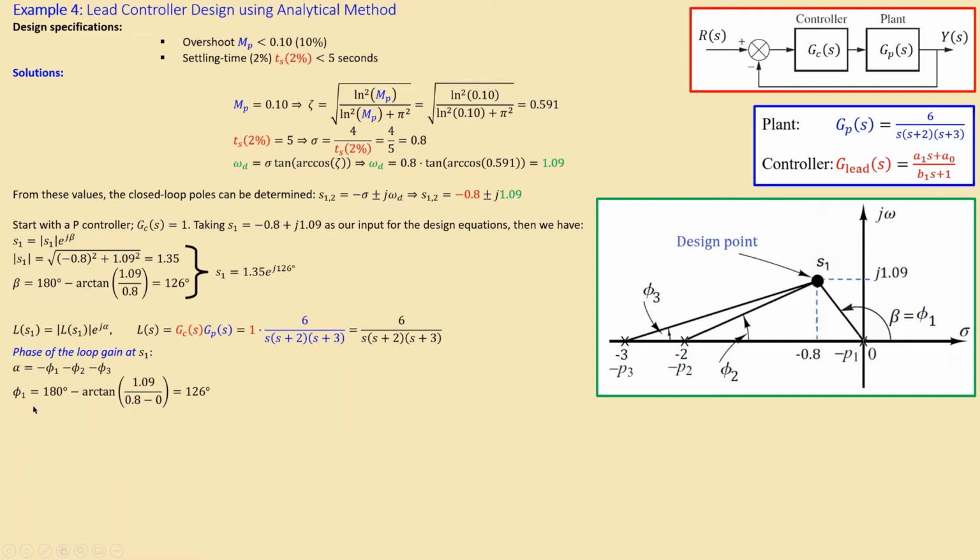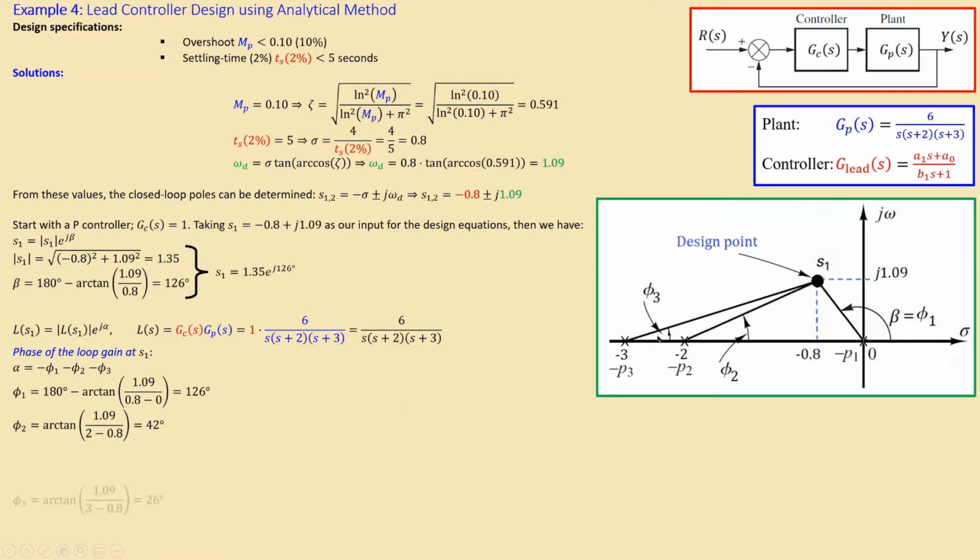So let's calculate the phi 1. Phi 1 is this. It's exactly the same as beta, which is of course a coincidence because this is just at the origin. And that's exactly the same expression as we did for the beta. So we have 126 degrees. Now if I look at the phi 2, which is at this location, what I do is I use the arctangent formula. So it is the height divided by this distance. The height is still 1.09, but this distance is now 2 minus the 0.8, which is actually shown here. That is actually 1.2. So that is then calculated 42 degrees.